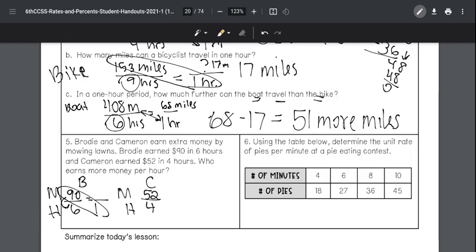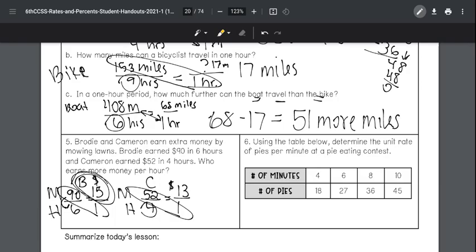90 divided by 6. I believe it's 15. 90 divided by 6, yeah, it's 15. So Brody makes $15 in 1 hour. Okay, to figure out Cameron, we have to do 52 times 1 divided by 4. 52 divided by 4 gives us 13. So the question said, who earns more money per hour? The answer is Brody. Brody earns more money per hour. He makes $15, which is $2 more than Cameron does per hour.